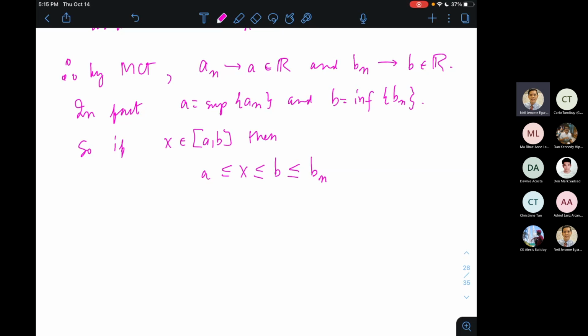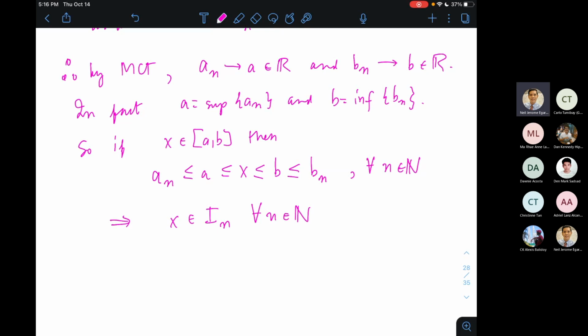Tapos si A ang least upper bound ng mga A_n's. So ibig sabihin lahat ng A_n ay less than or equal to A. Right? And this is true for all n in N. So what are we saying here? Kapag si x element ng [A, B], then si x ay between A_n and B_n for all n in N. So that makes x an element of I_n for all n.